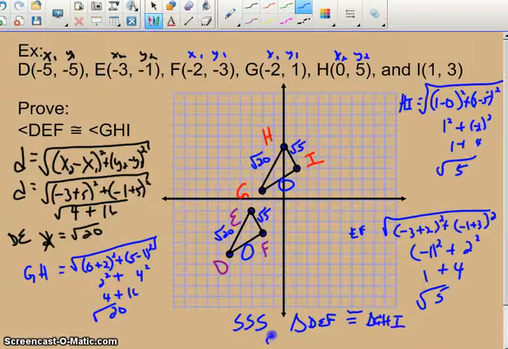So therefore by CPCTC, angle DEF is congruent to angle GHI. So kind of a lengthy little problem, but that's how you do it.